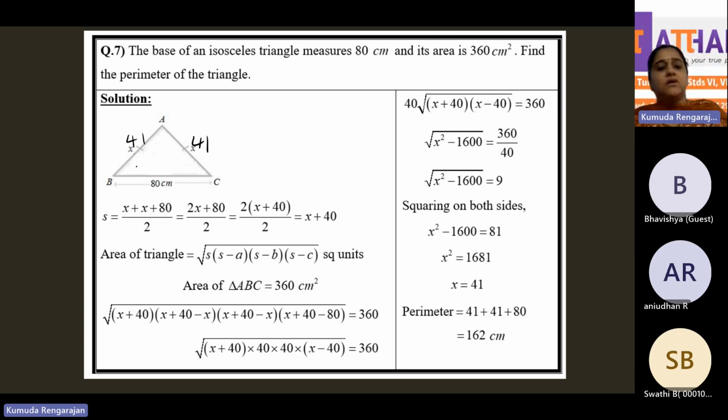Now find the perimeter. 41 plus 41 plus 80 is the perimeter. Write down. Now take down the question and write down the answer. Everything that you see on the board, write down in your book.